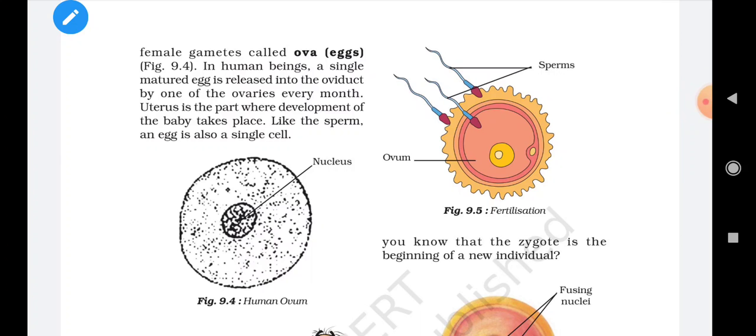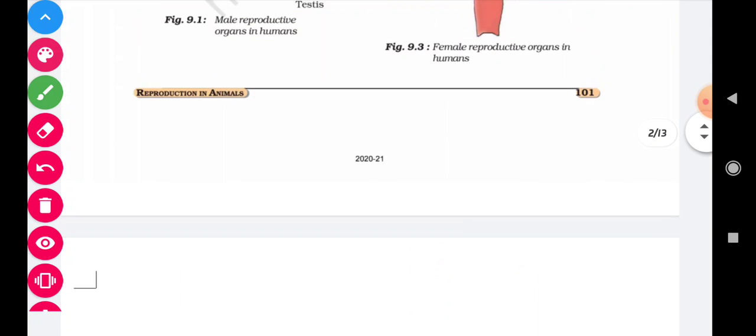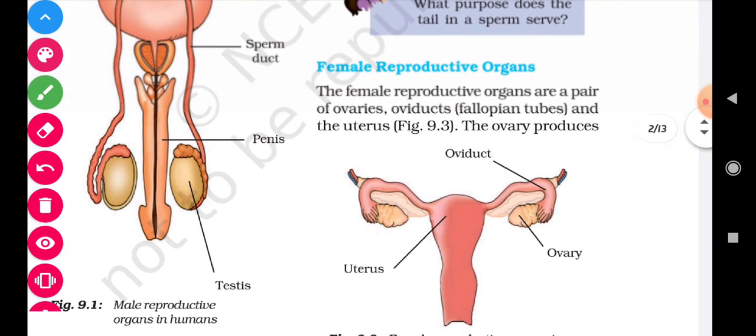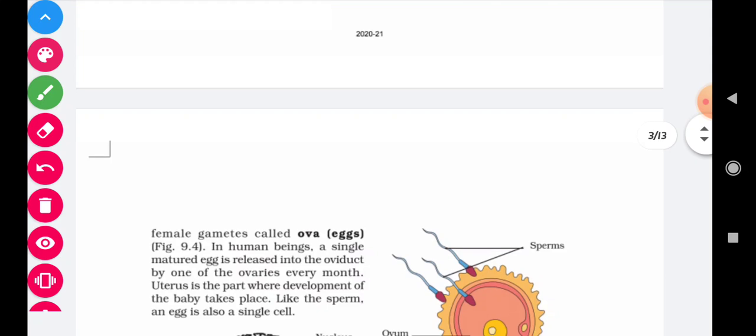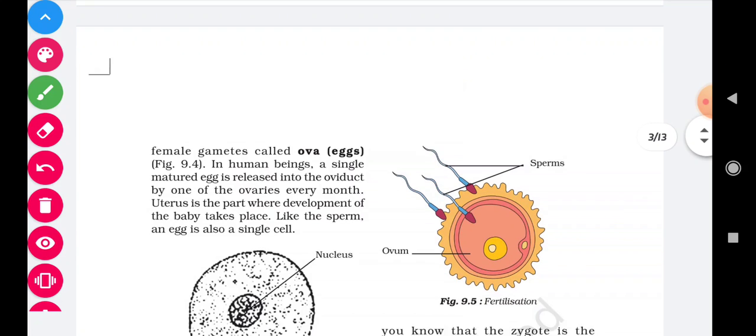Like the sperm, an egg is also a single cell. So in the human being, students, a single matured egg is released into the oviduct by one of the ovaries every month. Actually, in this figure, one egg is released from this ovary into the oviduct and it will be stored here in the uterus tube. And uterus is the part where the baby development takes place.